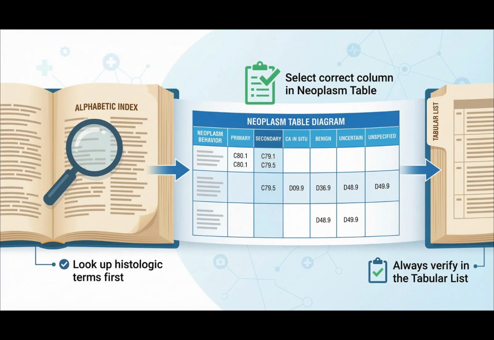Once you've selected the correct column based on behavior and site, your work still isn't finished. You must always verify the code in the tabular list, checking for greater specificity, instructional notes, and any additional coding requirements. Skipping these steps is what leads to errors. Following them is what separates professional medical coders from beginners who rely on guesswork.